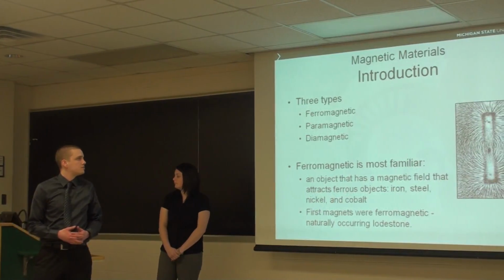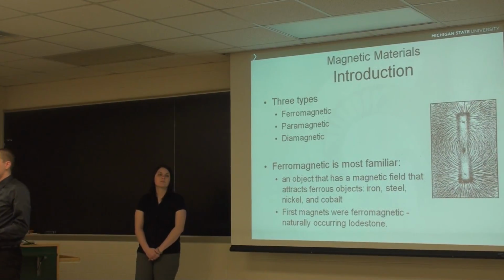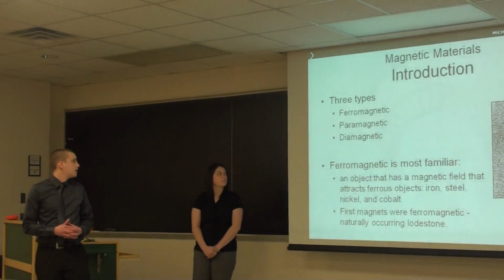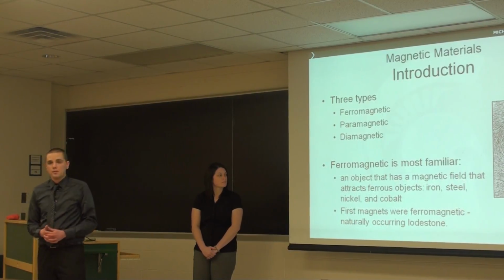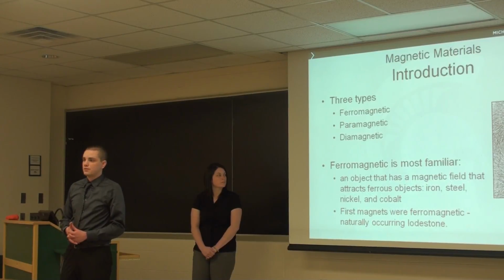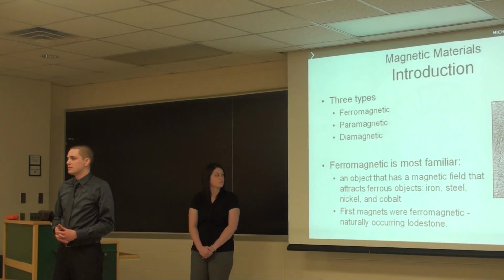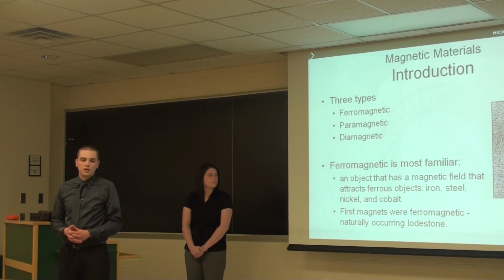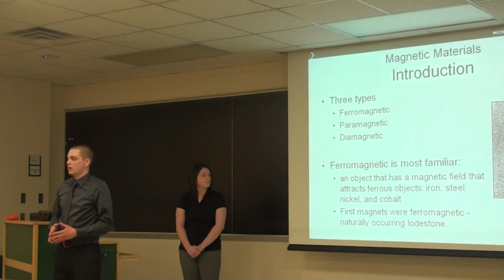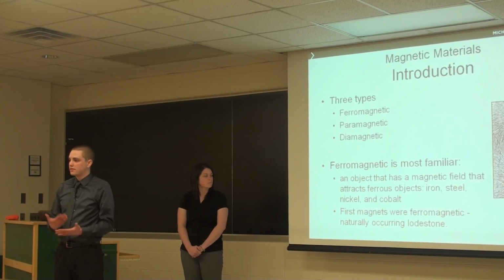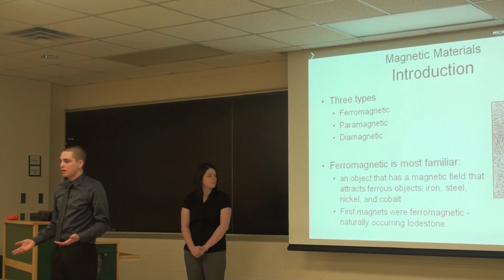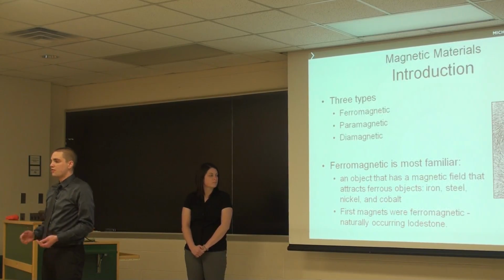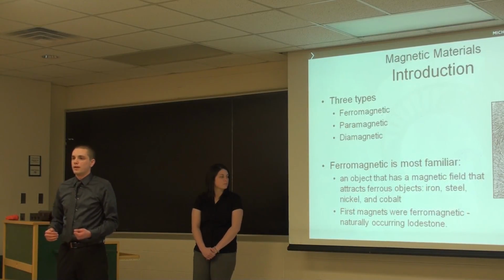So there are three basic types of magnetic material: ferromagnets, diamagnets, and paramagnets. You're probably most familiar with ferromagnets because they are the most common and strongest type of magnets. They're essentially the type of magnet that you played with as a kid, where you have two magnets and they attract an object to it, or your refrigerator that you can stick stuff on. Those are ferromagnets because they have their own magnetic field.